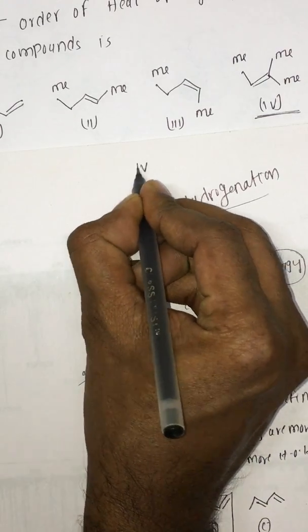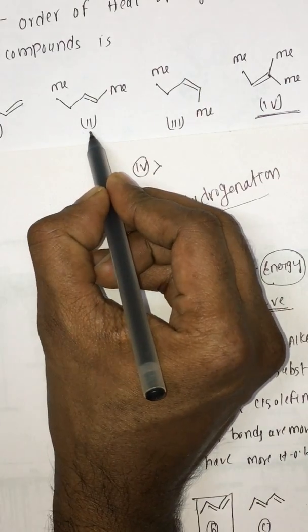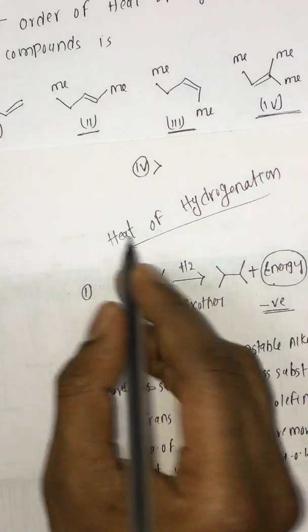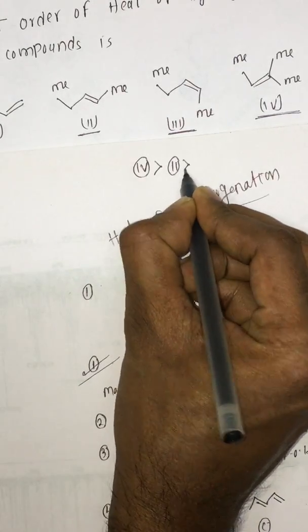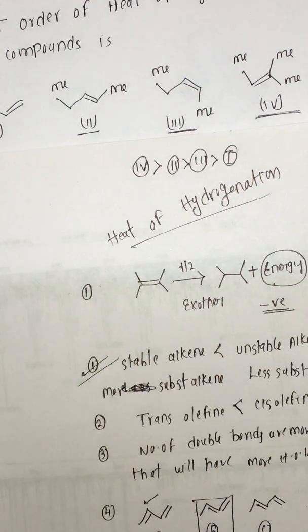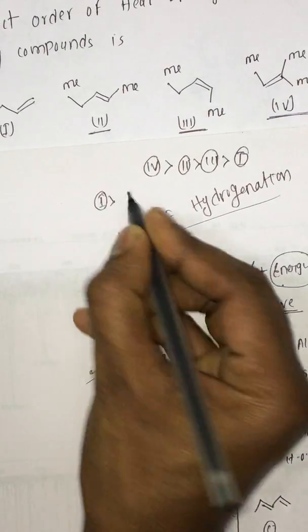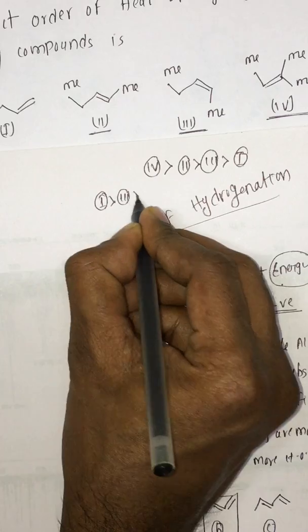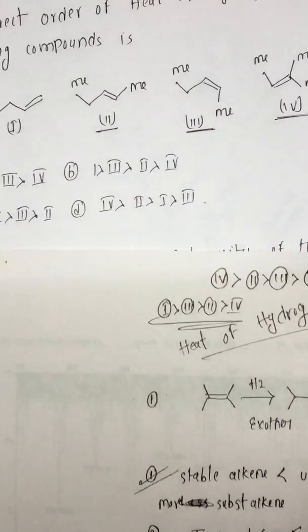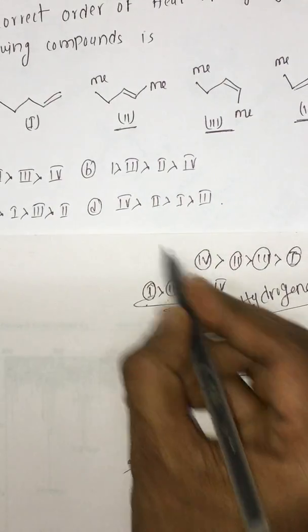So 4th is more stable, and next here we have trans as well as cis. Which is more stable? Trans is more stable, right? So 2nd, then 3rd, at last 1st. So now we'll go for the heat of hydrogenation. It's exactly opposite. So first is having more heat of hydrogenation, then 3rd, then 2nd, at last 4th. So the answer will be 1st, 3rd, 2nd, 4th. This is the answer.